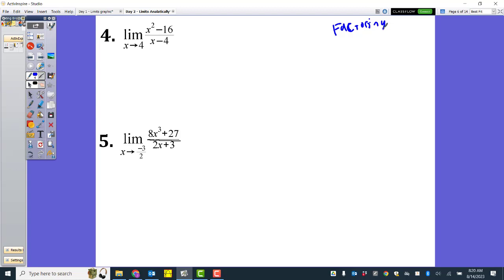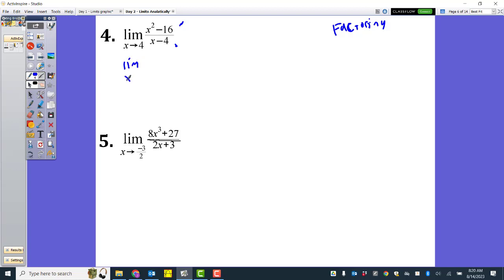Now, one thing you should know about this: these are not set steps in order. The only one that you should do in any set order is the first one, and that is plugging it in. After that, it should be whatever looks useful. This one has an x squared minus 16 on top and an x minus 4 on bottom. So factoring is going to be useful there because we can visually see that things might factor and cancel. So let's go ahead and factor.